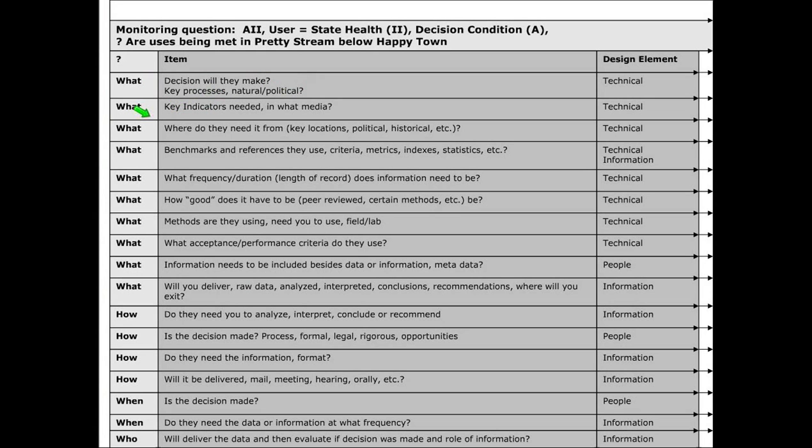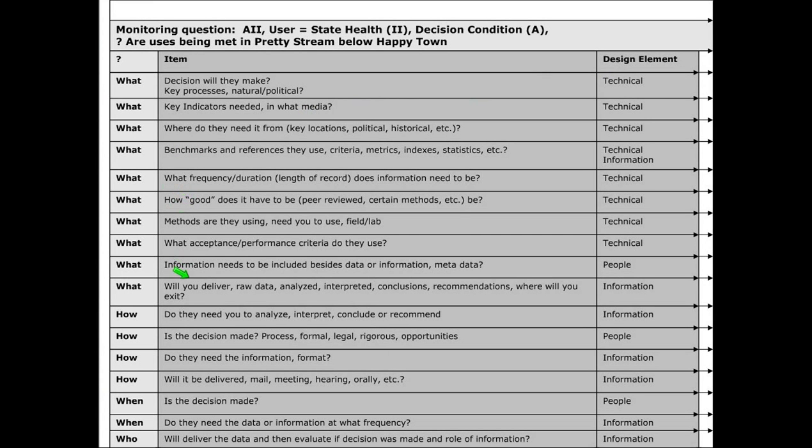Then you kind of get into these questions, and on this particular slide, it tells you what phase in the Monitoring Design Framework workbook you would answer them. What key indicators do they need, in what media, where do they need it, what benchmarks are they going to use to assess? Sometimes you need information about the benchmarks you need to be collecting, the frequency, duration, how good does the data need to be. You can read the rest of these.